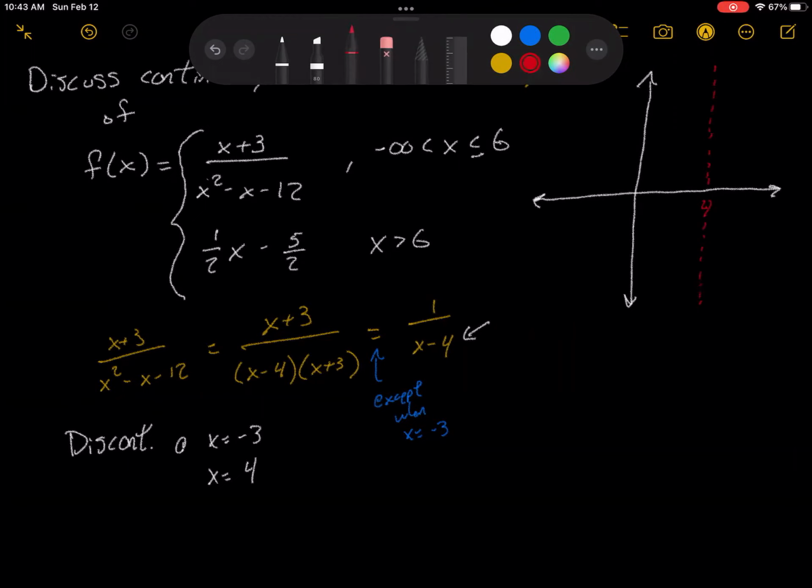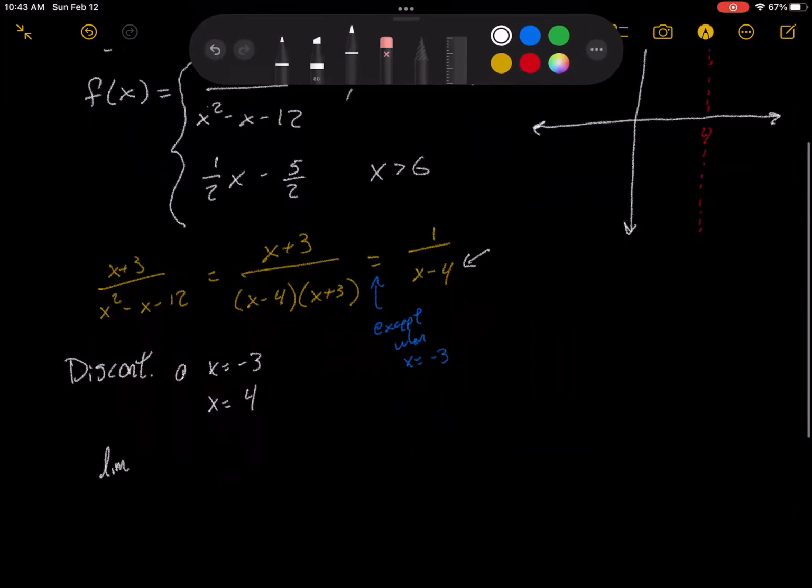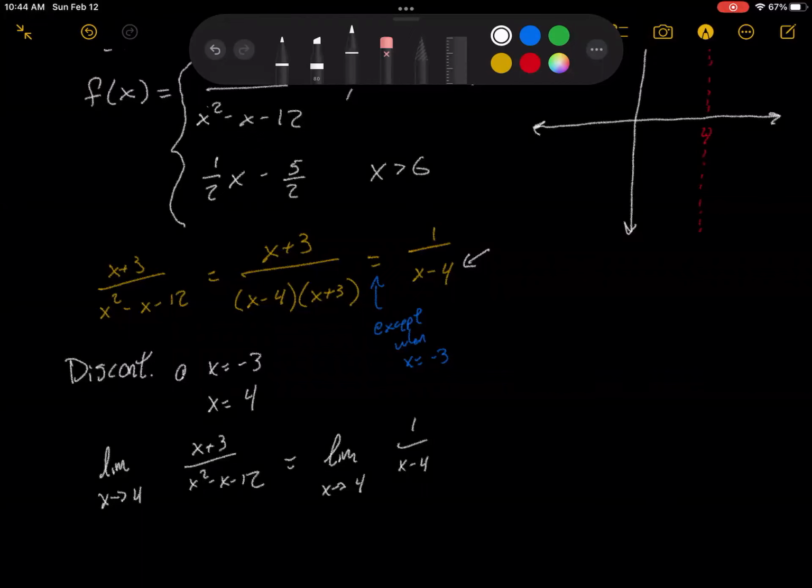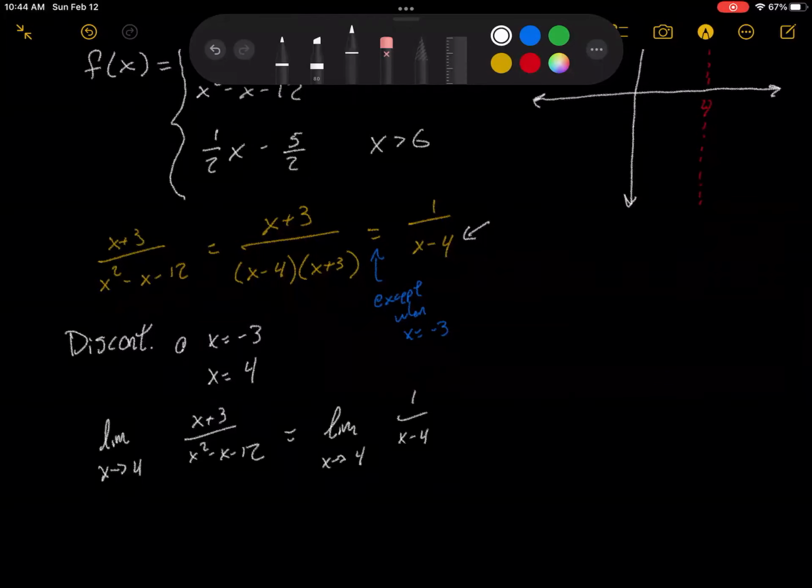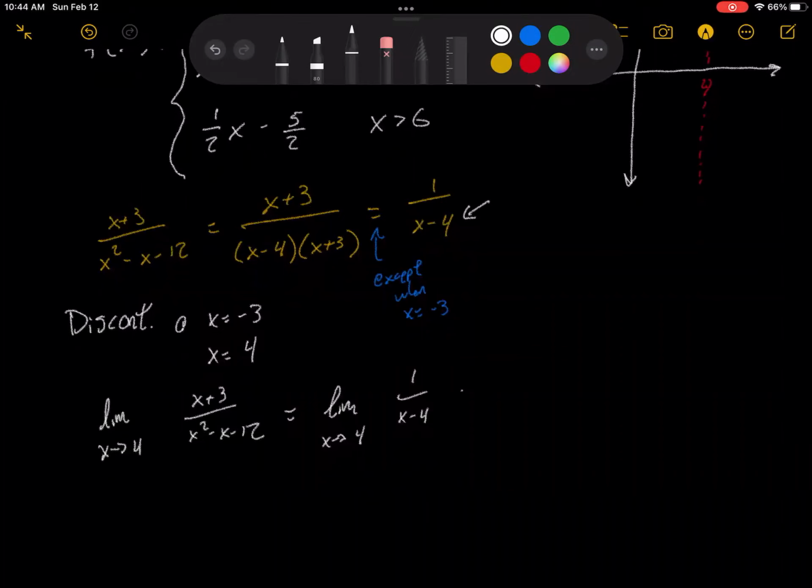Let's go ahead and fill in the graph around 4. What's happening to this function as I get closer and closer to 4? My original function was x plus 3 over x squared minus x minus 12. Well, let's use the simplified version, 1 over x minus 4. I can't directly substitute, so let's look at the limit from either direction. Let's look at the limit as x approaches 4 from the right of 1 over x minus 4.